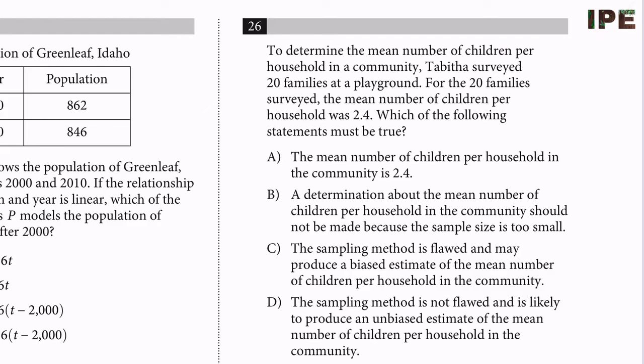To determine the mean number of children per household in a community, Tabitha surveyed 20 families. How many families? 20 families at a playground. Where? At a playground. It's a random sampling problem. Sometimes the SAT asks which survey is biased and which survey is right or wrong. The most frequent questions are about the place surveyed. Some surveys are biased because they were taken in the wrong or a specific place, not representing the whole population group.